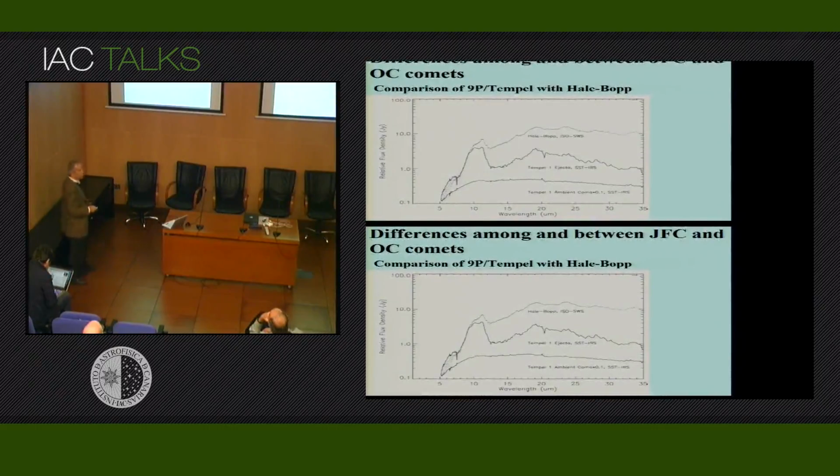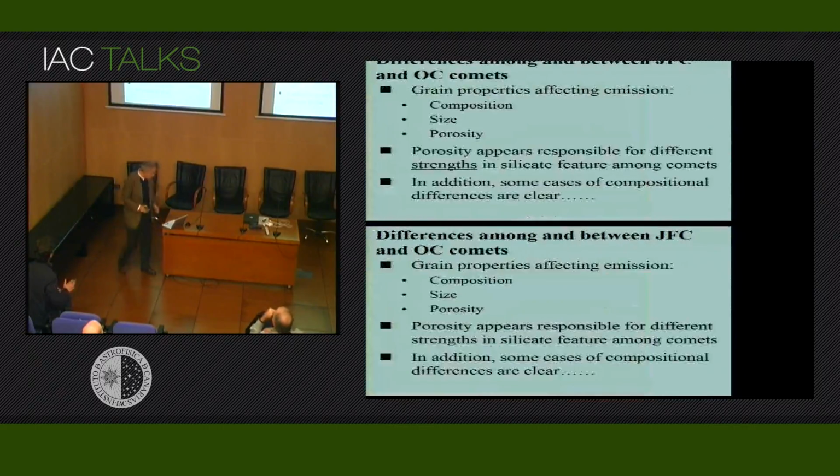The grain properties, the emission that you see in the mid-infrared, are affected by the composition of the grains, by their size, and I'm going to use porosity as a way of indicating basically the shape and the amount of empty space that they have in them. So these three characteristics determine the spectrum that you see. Porosity appears to be mainly responsible for the different strength in the silicate emission feature among comets. Most Jupiter family comets have weak emission features.